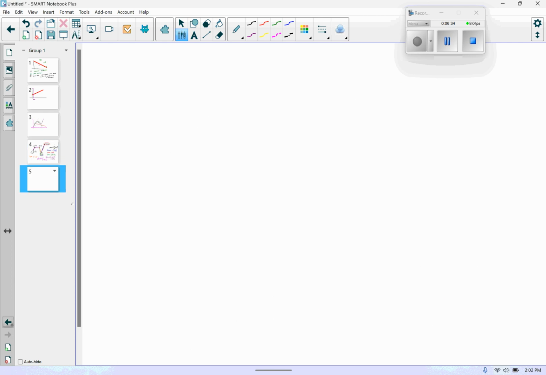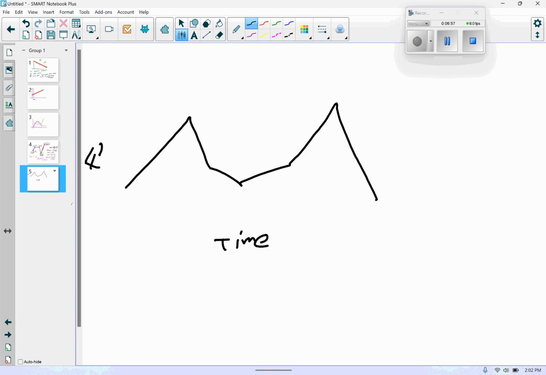Okay. All right. So if we take a look at this first graph, I'm going to just kind of draw a rough sketch of it. Okay. And this was time and feet. Feet deep. How deep the river is. And then the other graph looks something like this. Something like that. And this was time and distance.